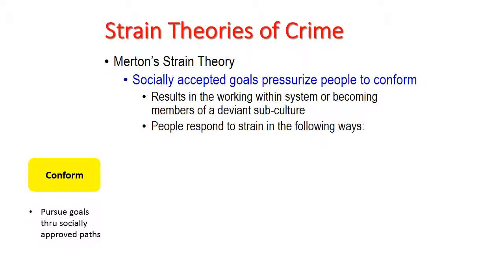Firstly, they may conform to these behaviors where they strive even harder to pursue the goals through socially approved paths. For example, if they are unable to afford university fees for financial reasons, they may strive to study even harder so that they can obtain a scholarship to go to university, or they may choose to work part time to support themselves through university. That would be the ideal situation.